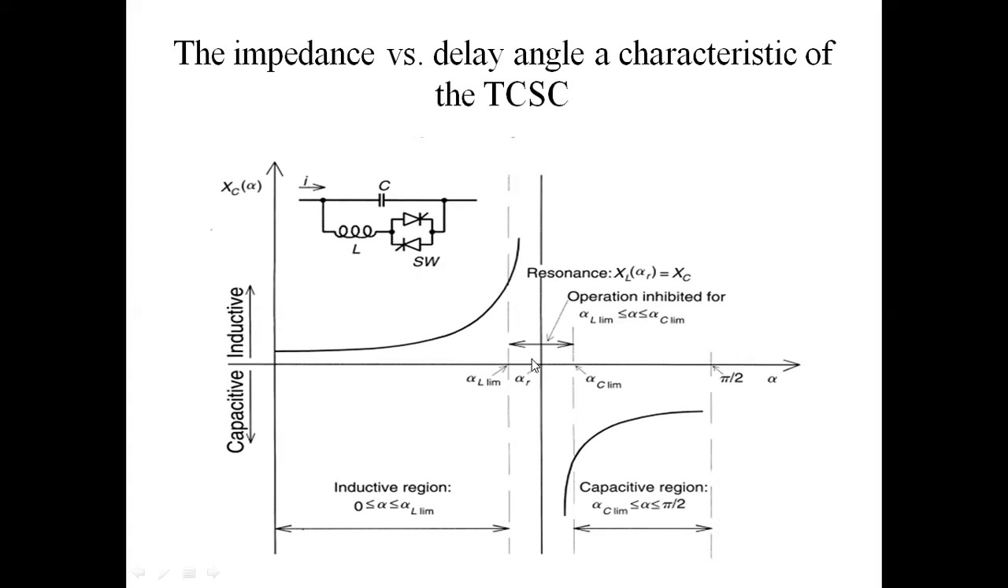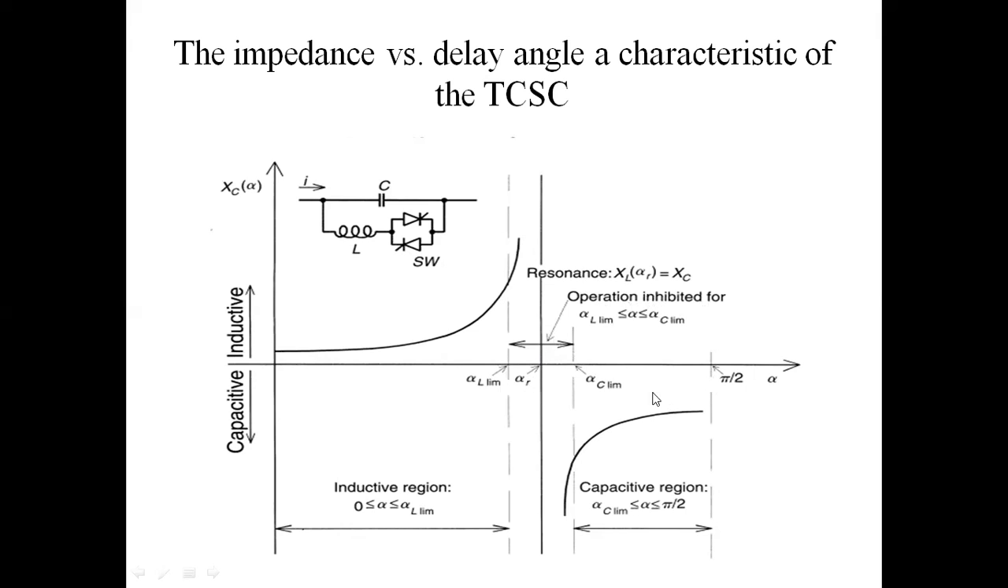This region is very dangerous. In this region, XL is equal to XC. XL of alpha is equal to XC. In this region, the impedance value is 0. When the resonance condition occurs, XL is equal to XC. The impedance in the circuit is 0. Only a resistance is present. Here the operating region is prohibited.